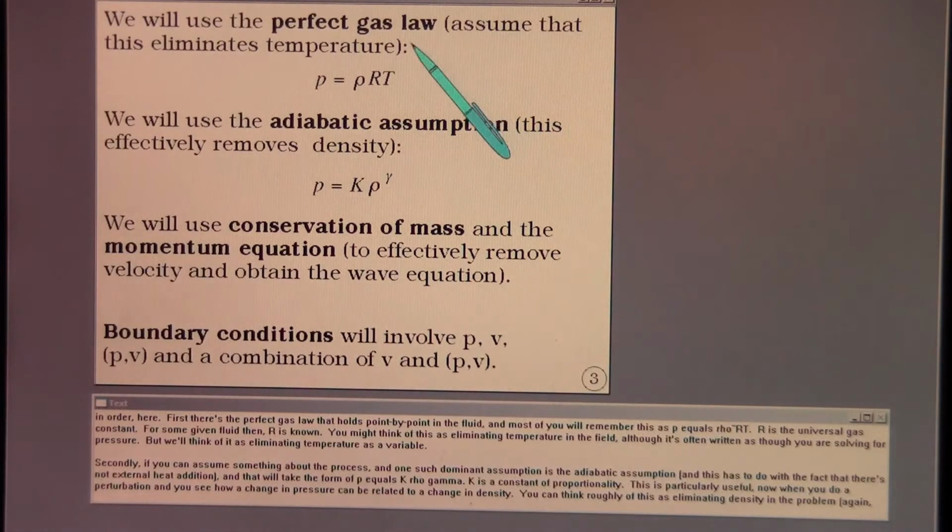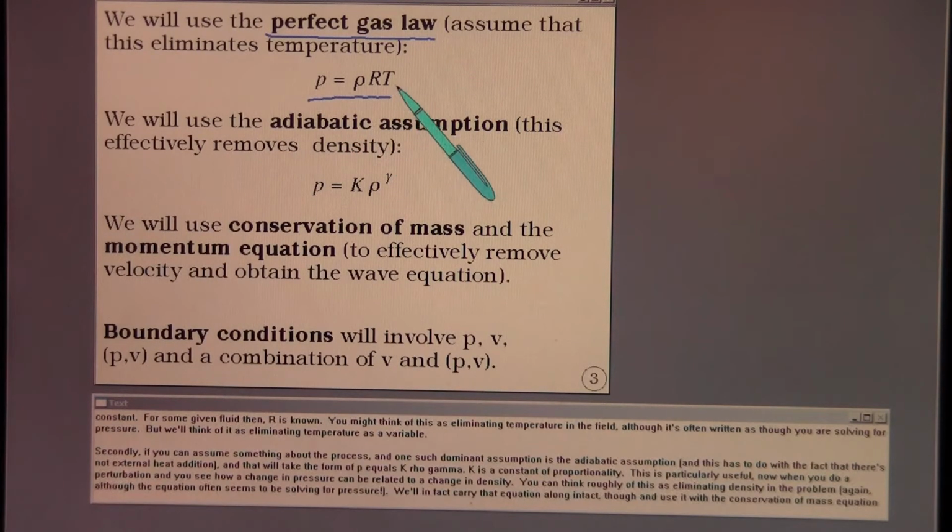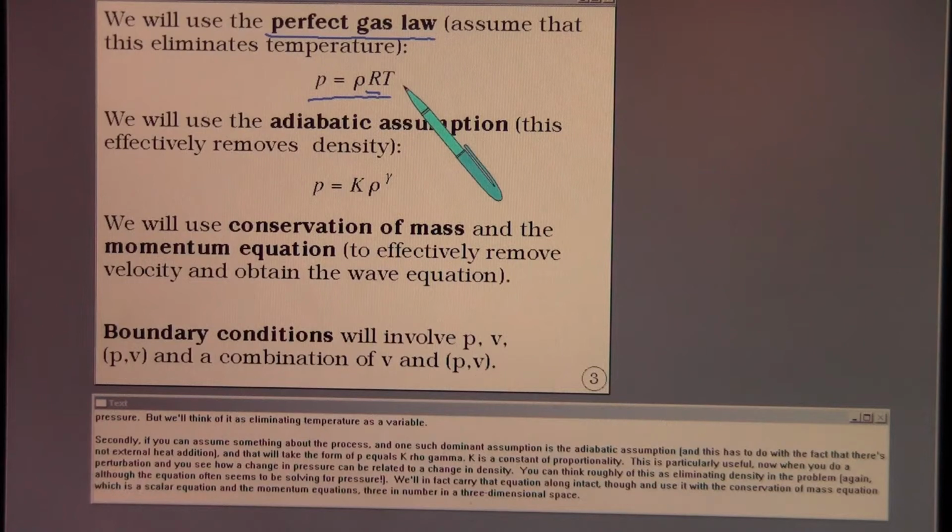First, there's a perfect gas law that holds point by point in the fluid, and most of you will remember this as P equals rho RT. R is the universal gas constant. For some given fluid, then, R is known. You might think of this as eliminating temperature in the field, although it's often written as if you're solving for pressure, but we'll think of it as eliminating temperature as a variable.